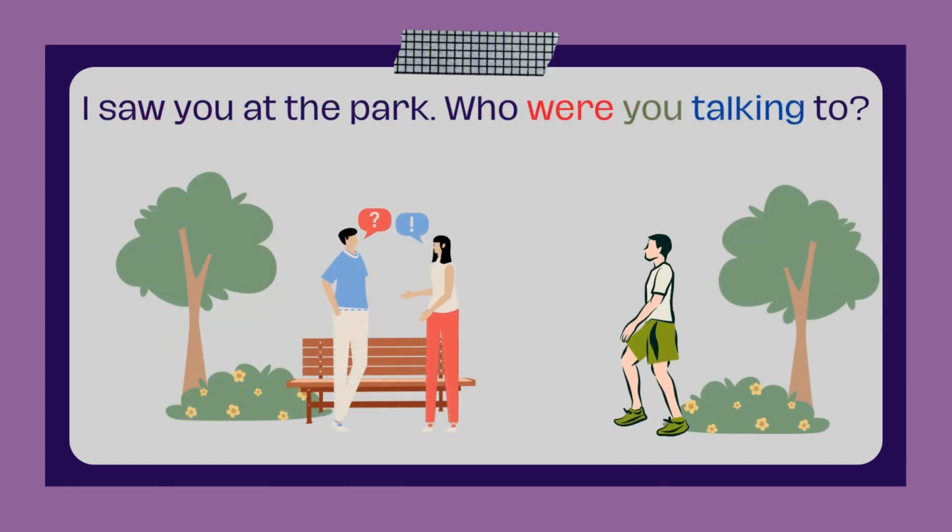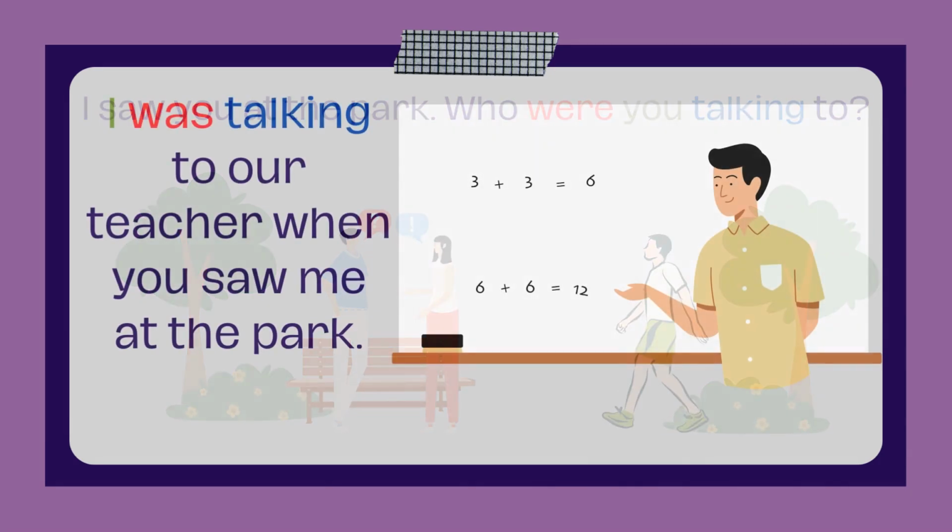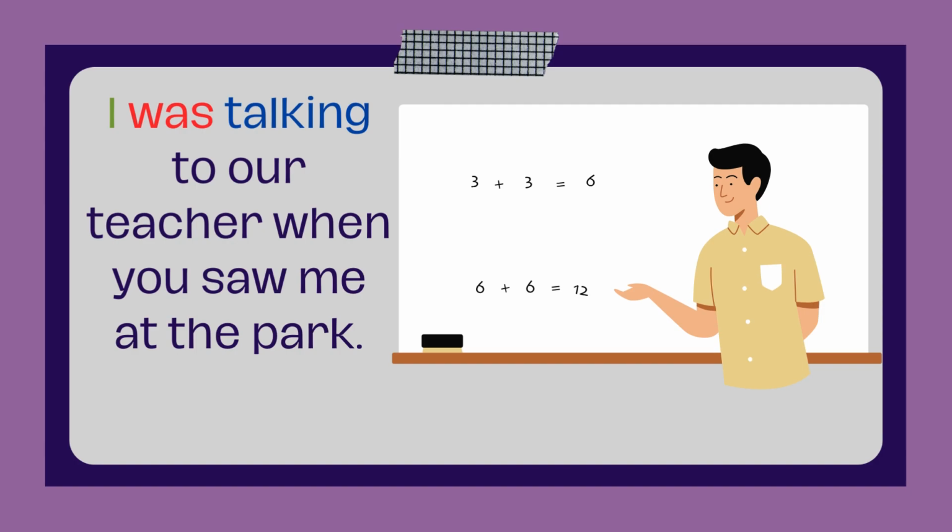We can also use the past continuous to make a question. First, we would start with the past simple. I saw you at the park. Who were you talking to? To answer, we can combine the past continuous with the past simple to say, I was talking to our teacher when you saw me at the park.